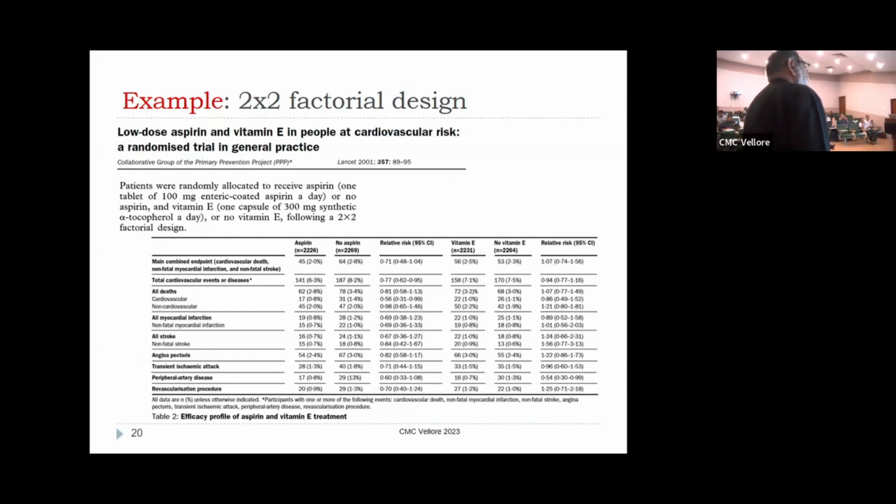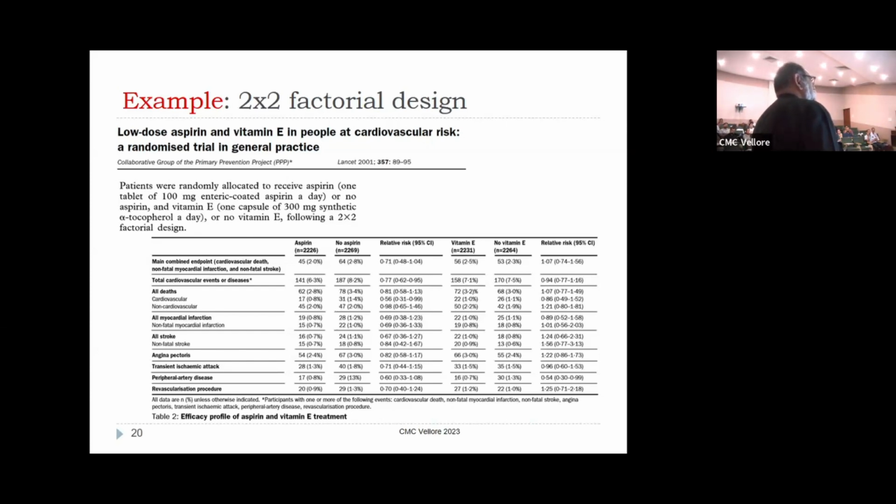So it's low dose aspirin. This is the baby aspirin. So this was 100 milligram enteric coated aspirin a day, and vitamin E at 300 milligrams also a day, or no vitamin E or no aspirin. So it was a true 2x2 factorial, and so they followed a 2x2 design. It's published in the Lancet.